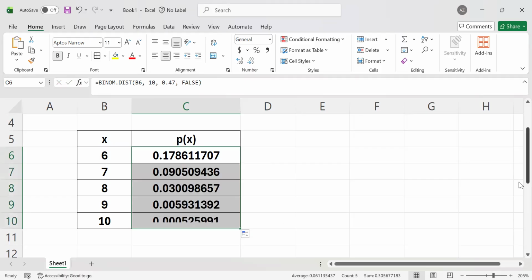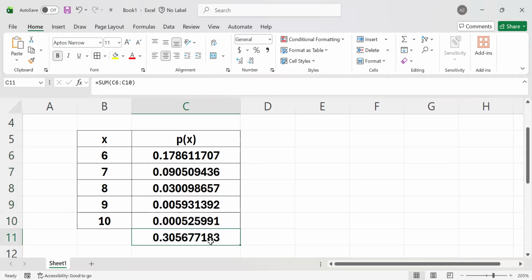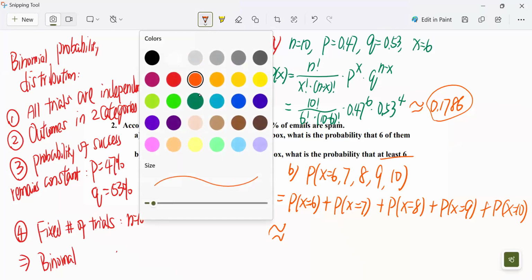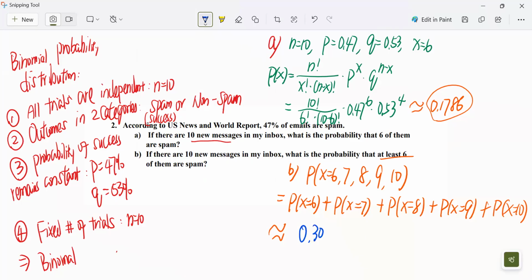Then extend the formulas to the remaining calculations, sum up those results, and you get 0.3057, right? If you wanted to put it in decimal places, the total probability would be 0.3057. So about 30.57% chance. So any question about this?